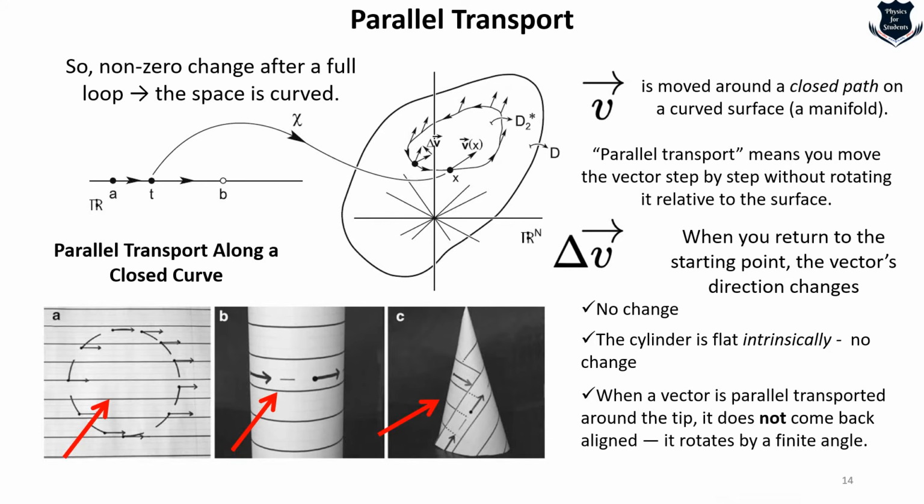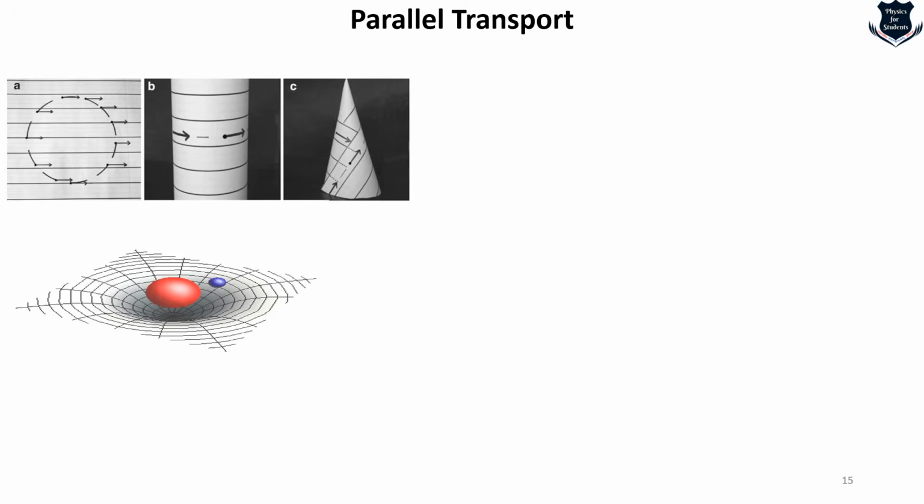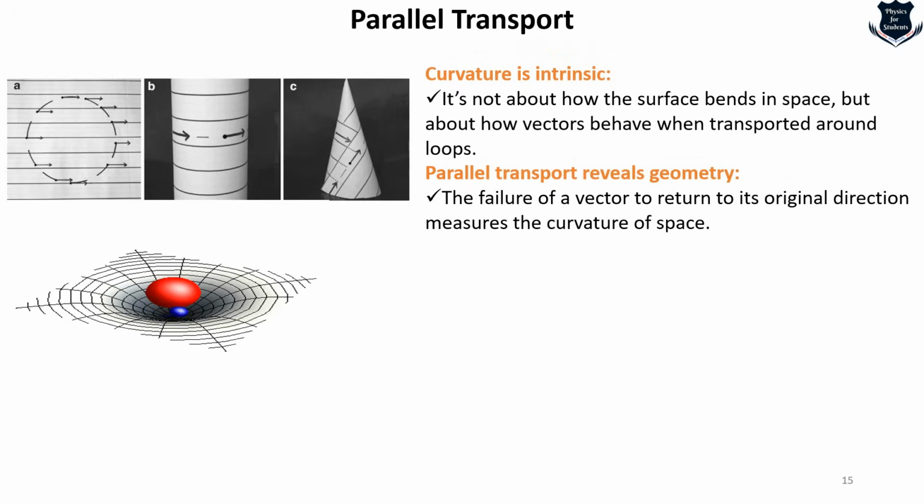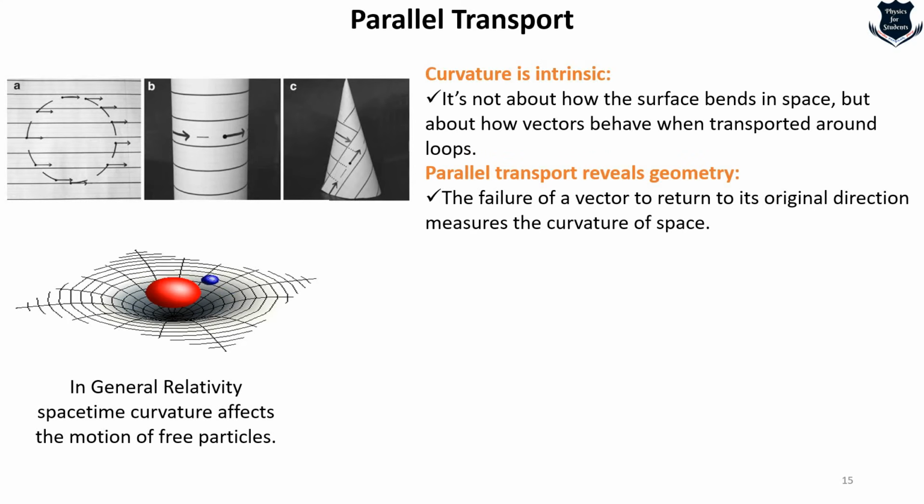So what this parallel transport part tells conceptually here is that curvature is something intrinsic. I have kept the geodesic movement along it. So it is not about how the surface bends, but about how vectors loop around when they are transported. The failure of a vector to return to its original direction actually measures the curvature of the space. And general relativity is basically this space-time curvature.